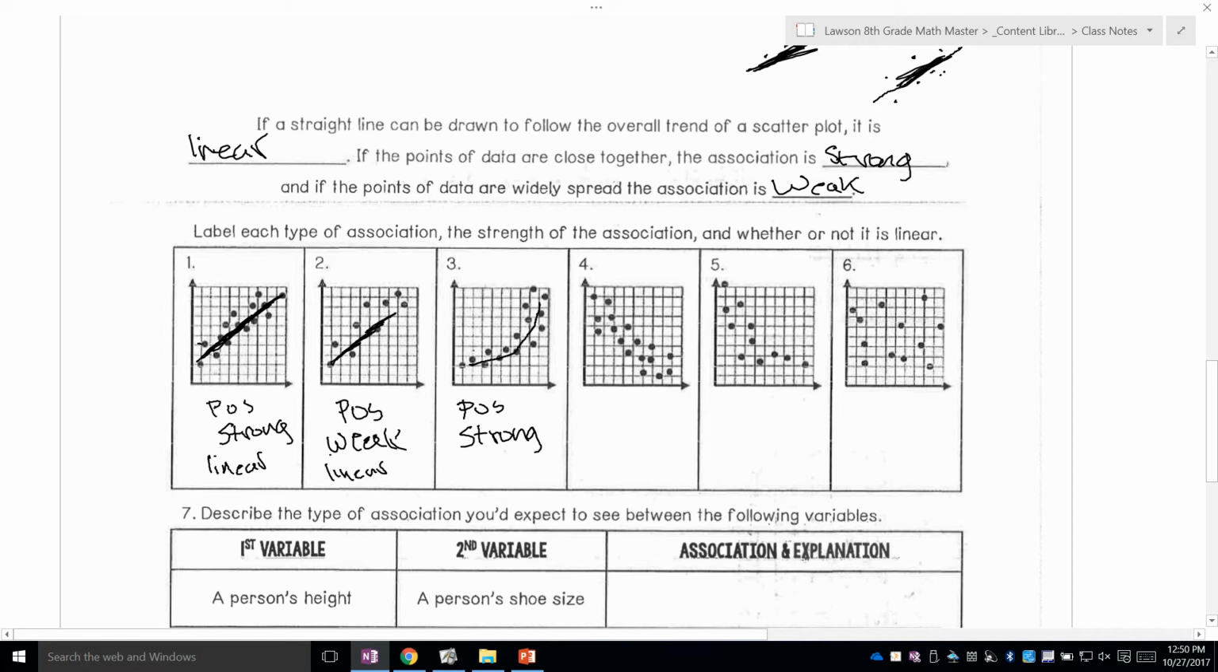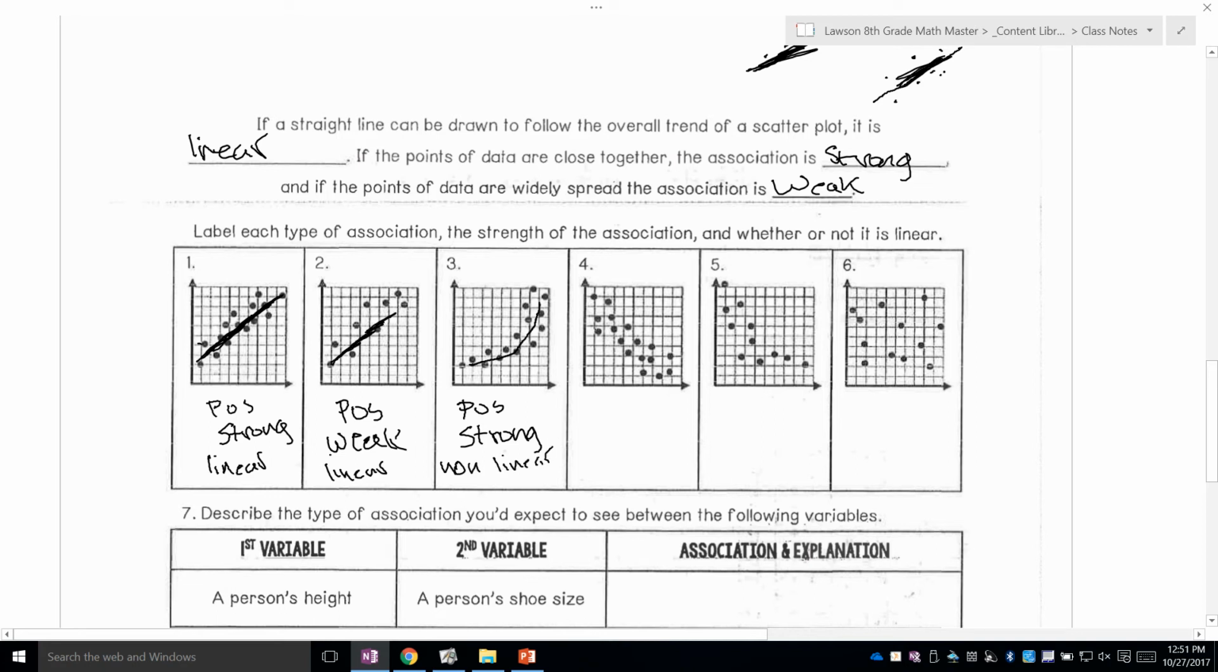But is this going to be a straight line? Is this going to be a linear association? It's really not, because you can see that it curves. It kind of looks like a skateboard ramp. Since it's curving and it's not going straight, we're going to say that it is non-linear.